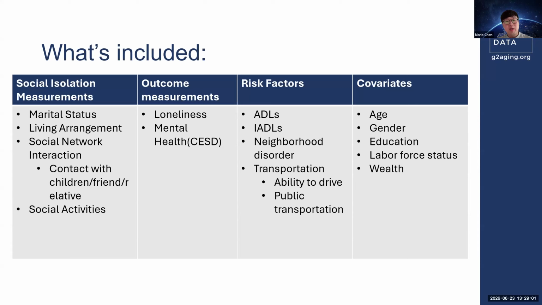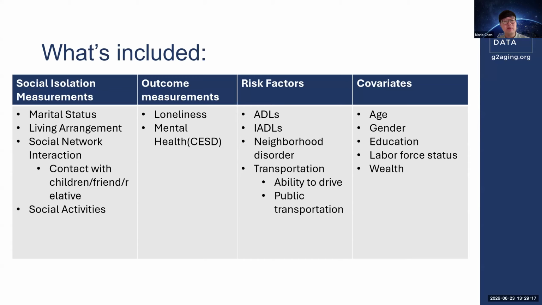The second column includes outcome measures such as loneliness and depressive symptoms, measured using CESD scales. These outcomes help us examine how social isolation relates to mental health and overall well-being.